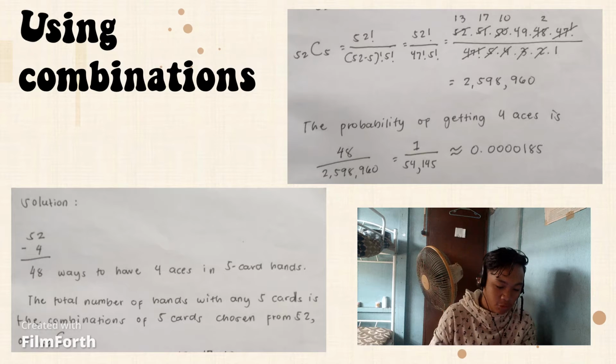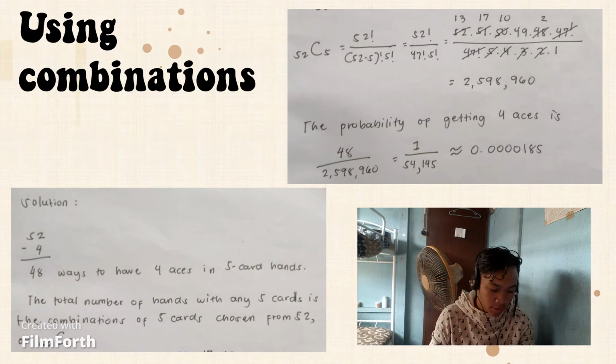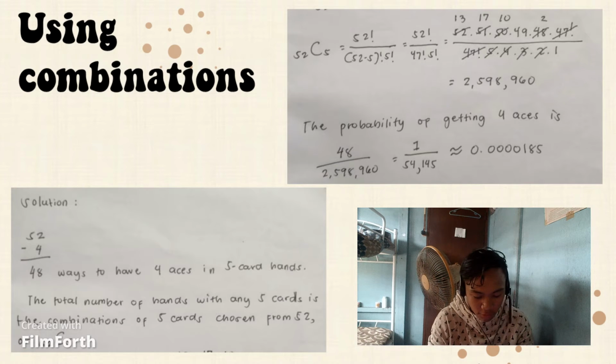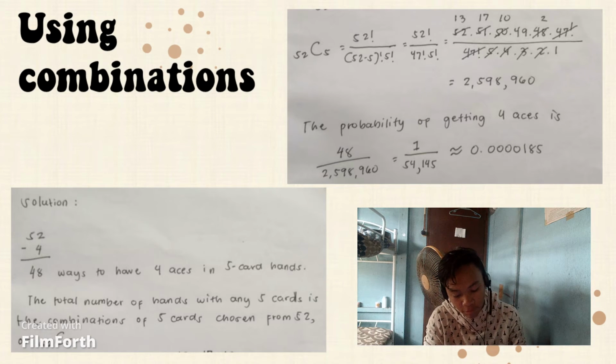Solution: 52 minus 4 is equal to 48. Why did I subtract? Because there are 4 aces in the deck. There's only one way to get all 4 of them in your hand. At that point, there are only 48 cards left for the other card in the hand. So that's why there are 48 ways to have 4 aces in a 5-card hand.